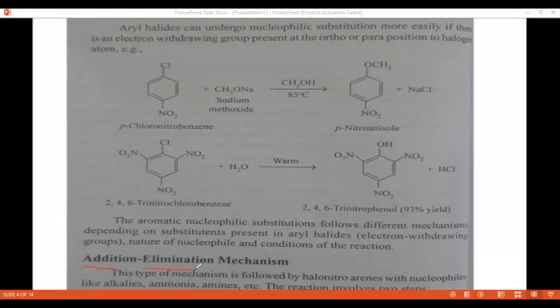And what is an elimination reaction? In this reaction, two atoms or groups attached to adjacent carbon atoms are removed without being replaced. This is called an elimination reaction.